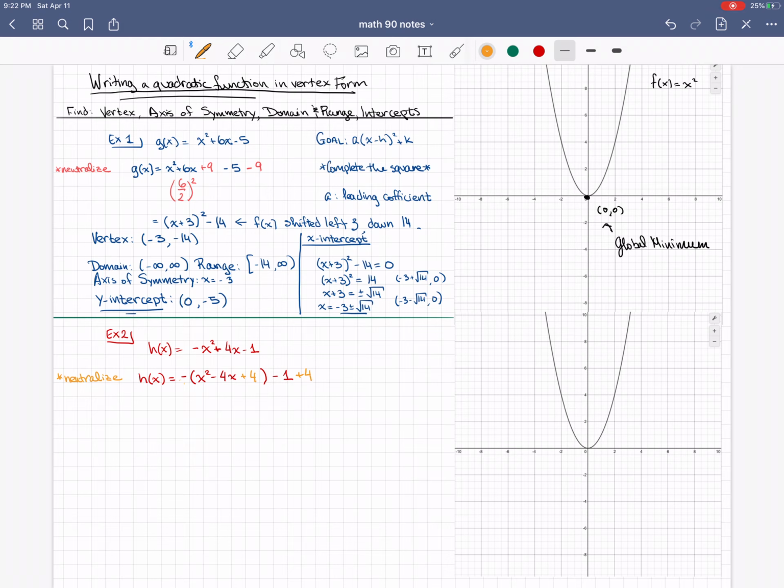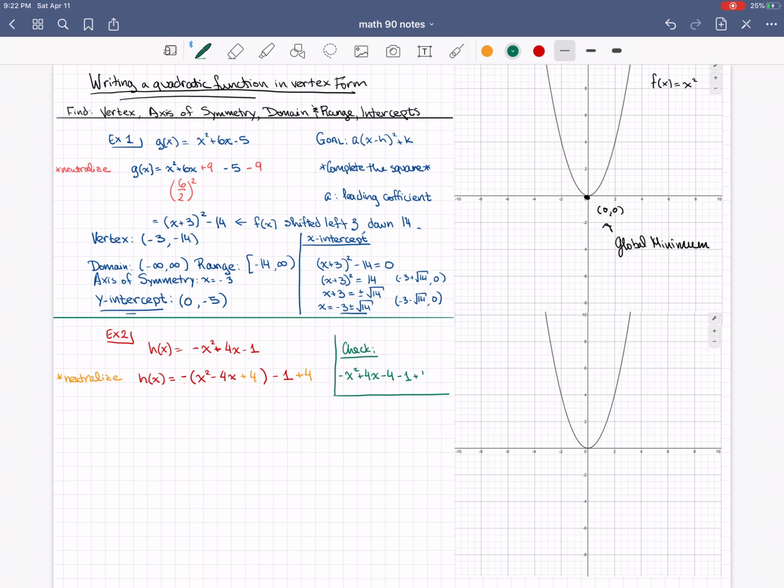Now, if you're sitting here thinking, oh my God, how am I ever going to know if I even did this right? A good thing to do is to check. At the end of your neutralization, if you want to call it that, make sure that you're back to where you started. You don't have to do this, and you probably won't eventually, but I'm going to go ahead and distribute the negative back through.